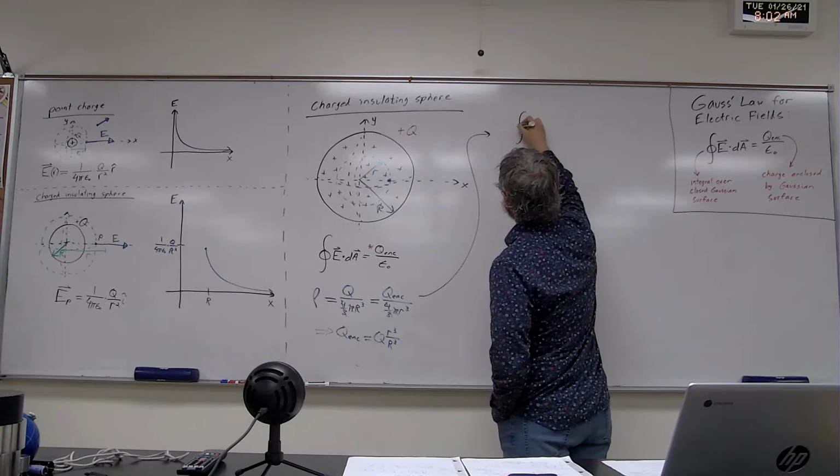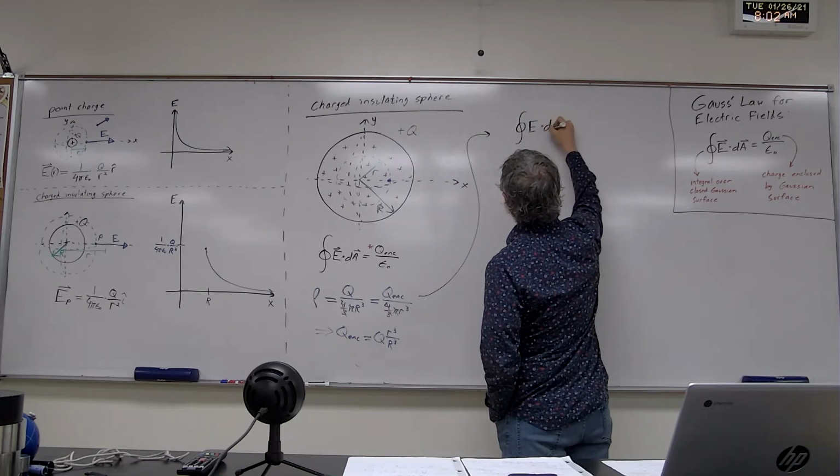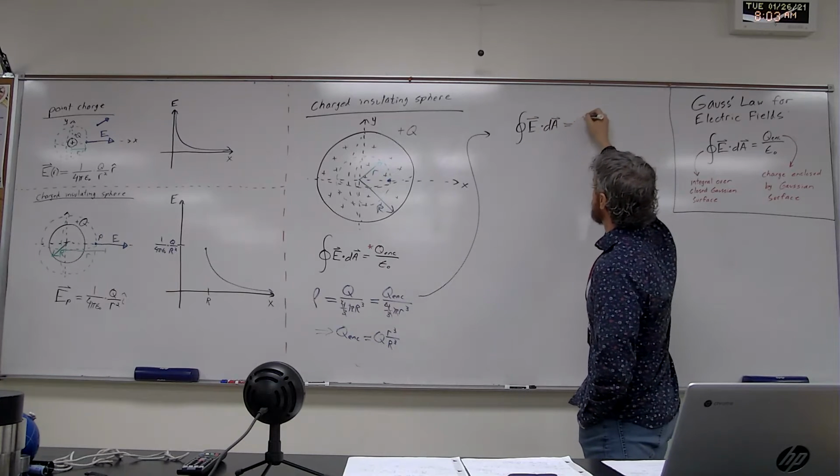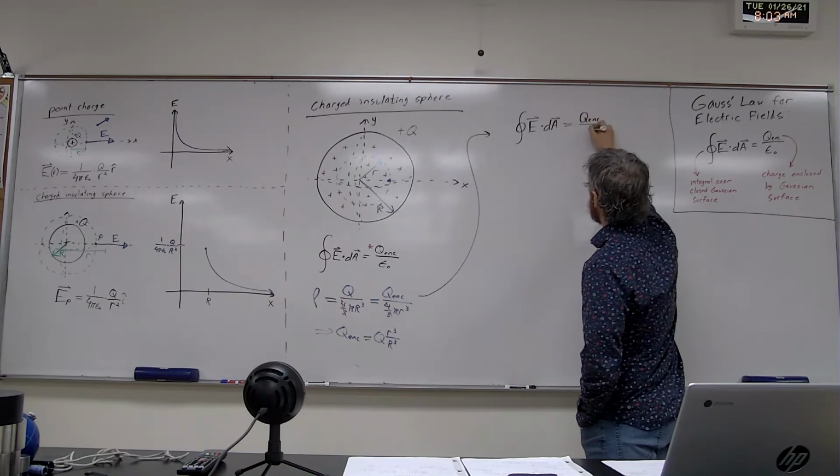I'm going to go ahead and start Gauss's law again. Just write the equation again. Get used to writing this. The closed surface integral of E dot dA equals the enclosed charge divided by epsilon naught.